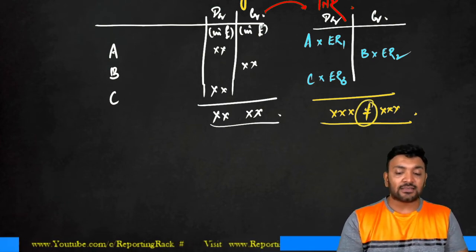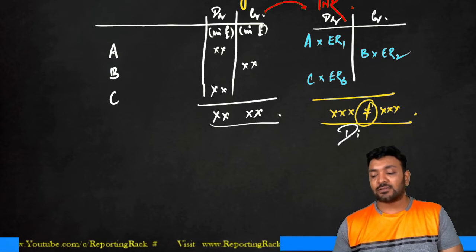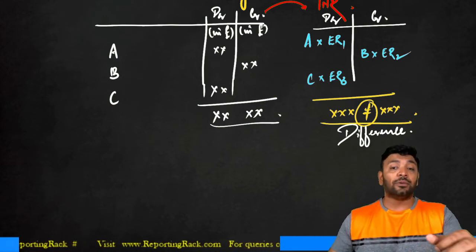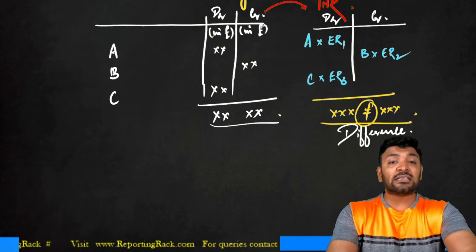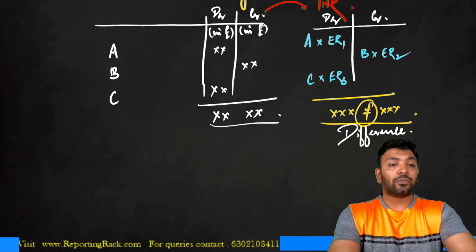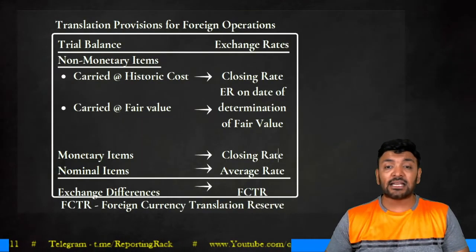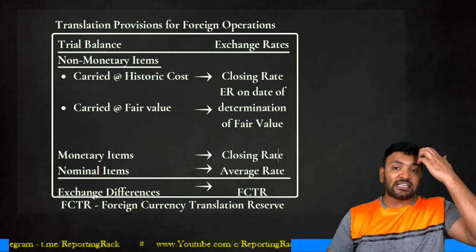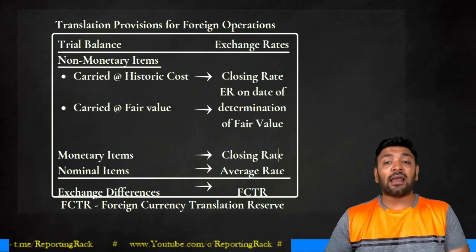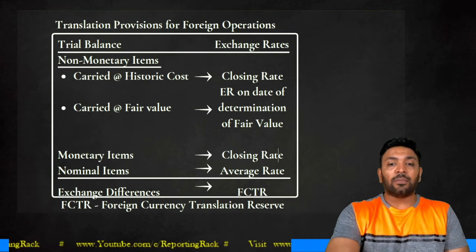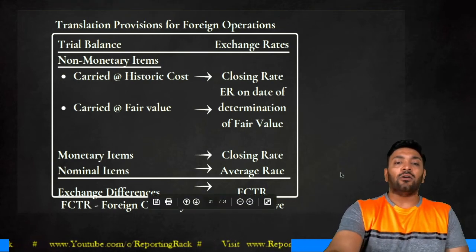What about this difference? What should I do with this difference? This difference which arises on translation of foreign operation into functional currency of the parent enterprise should be transferred to another reserve called FCTR. I'll have to transfer it to a reserve called FCTR, Foreign Currency Translation Reserve. You can also call it Foreign Currency Translation Adjustment, FCTA, but generally we use the word FCTR. Clear? That will bring us to the end of discussion on foreign operations.